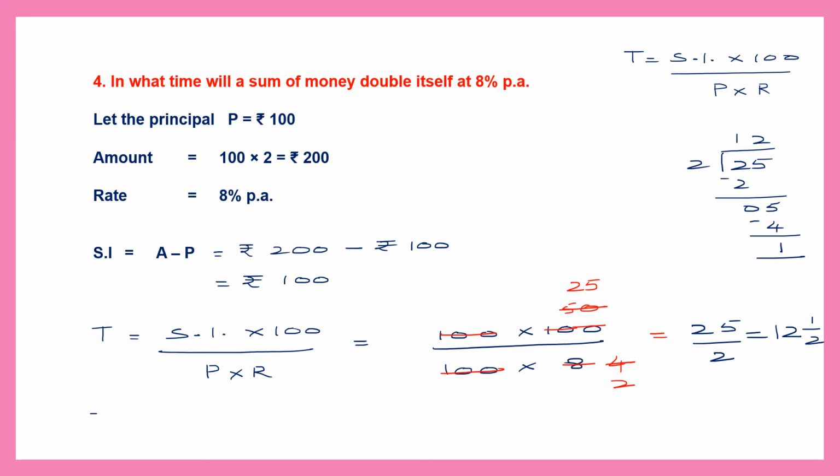And here what did we find out? We found out time. Time is 12 and 1 by 2, and time is always according to rate, and rate is per annum, that means per year. So time will also be in years. So 12 and 1 by 2 years. So this is our answer. We found the time. The time is 12 and a half years.